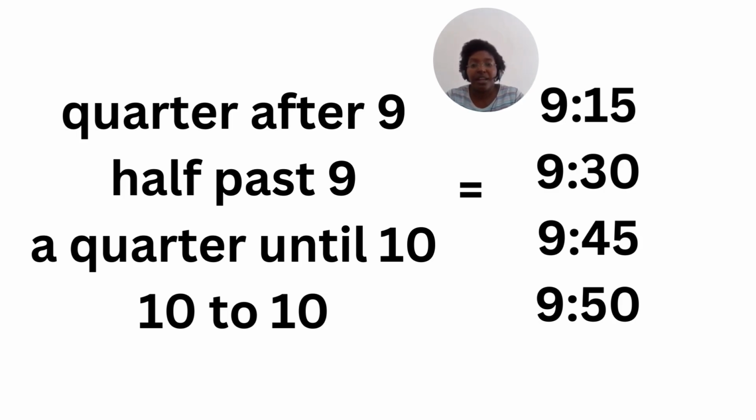Next one, 9:45. We say that's a quarter, again, a quarter of the clock until 10 because it's before 10. So we say a quarter until 10, meaning until it's 10 o'clock. The next one, 9:50, also okay to say, or 10 to 10. 10 minutes until 10. So we can say 10 to 10 or 10 minutes until 10.